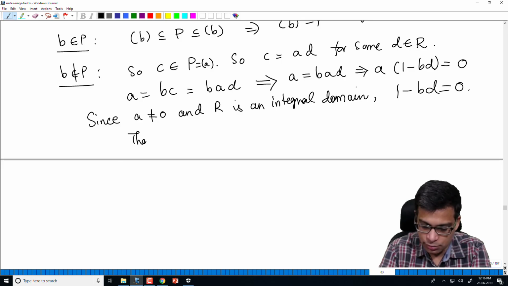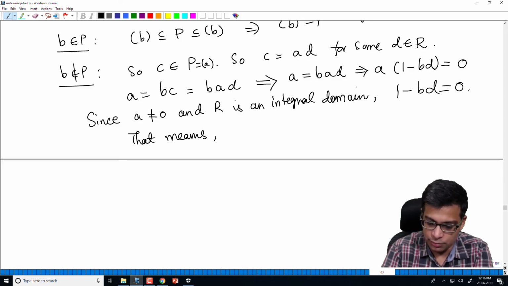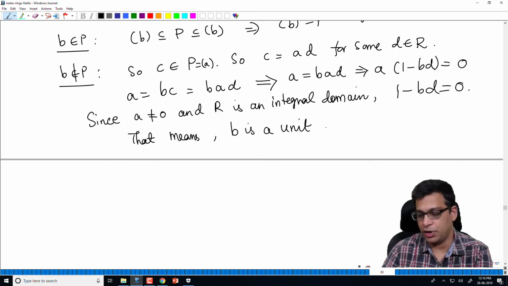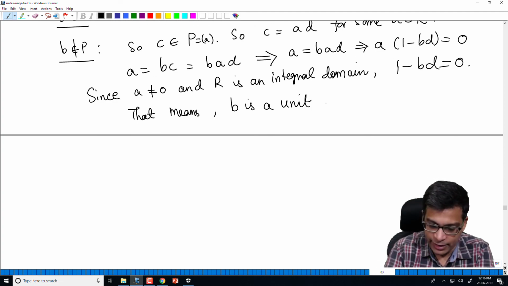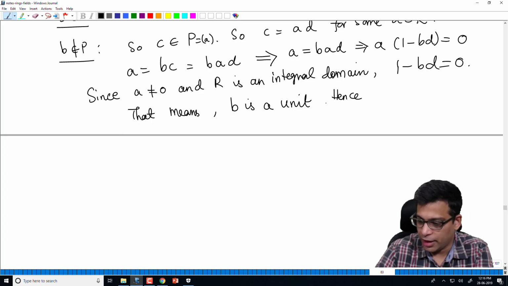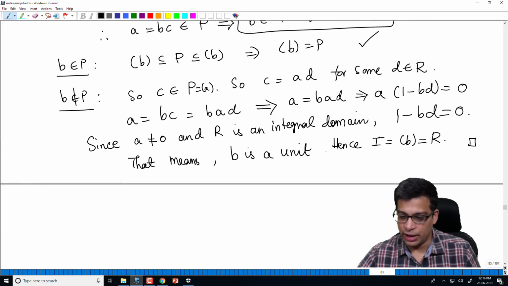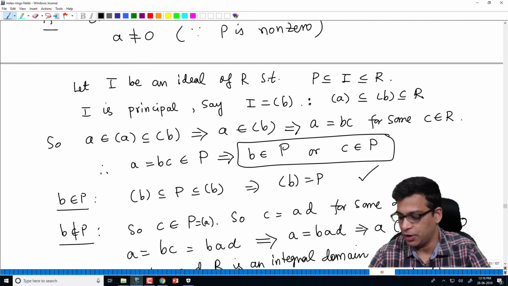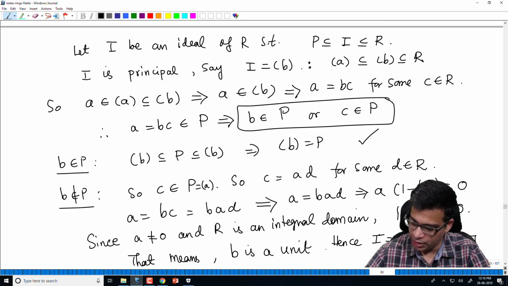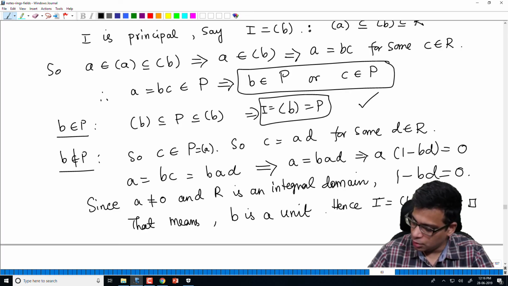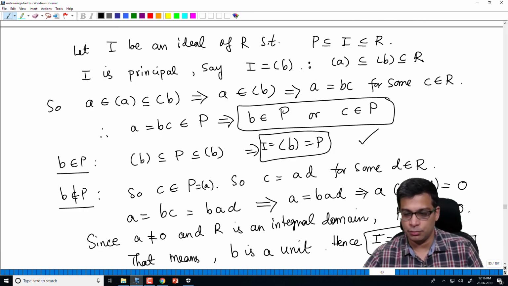So that means B is a unit, right? That means B is a unit because BD is equal to 1. So B has a multiplicative inverse. So B is a unit, and hence the ideal generated by B, which I called I, is R. Okay, so we are done because I have started with an arbitrary ideal that contains P, and I have concluded it's either equal to P, or it's equal to R. Okay, so P must be maximal.